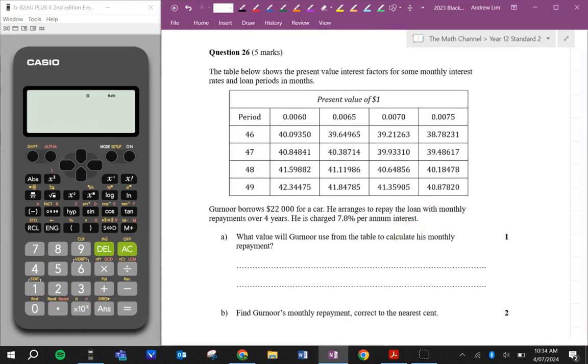Alright, question 26. The table below shows the present value interest factors for some monthly interest rates and loan periods in months. Gnor borrows $22,000 for a car. He arranges to repay the loan with monthly repayments over 4 years. He's charged 7.8% per annum interest. What value will Gnor use from the table to calculate his monthly repayment? So 7.8%.